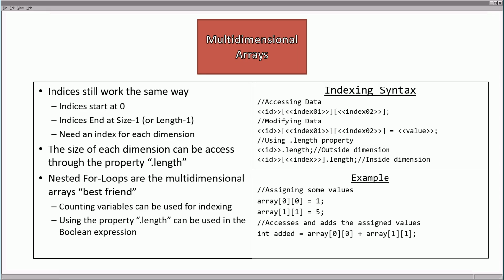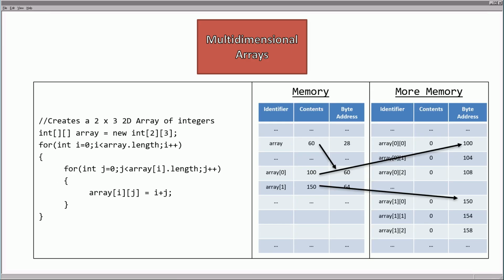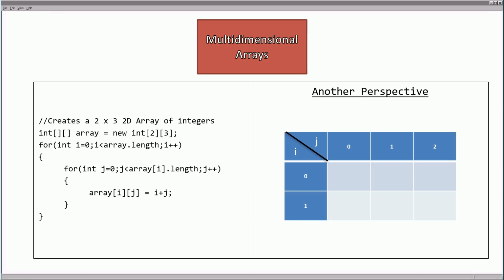Also, much like before, the for loop is an array's best friend. Now, for a multidimensional array, nested for loops are the array's best friend. Let's take a look at a quick example of that. Now, we can absolutely consider the memory to more or less be like this, but for simplicity's sake, let's take this two-dimensional array and make it look more like this. What we have here are the indices, and what I usually consider is the j element to be the horizontal aspect and the i element to be the vertical aspect.